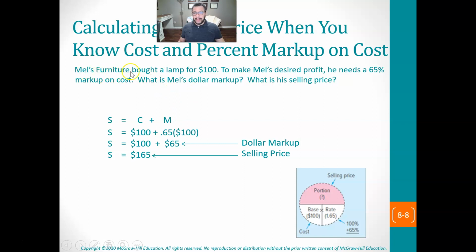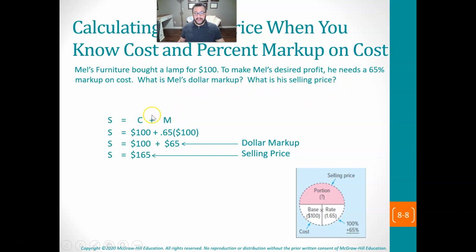Let's figure this out. Mel's Furniture bought a lamp for $100. To make the desired profit, he needs a 65% markup on cost. So it's marked up on cost. That means that our rate is going to be applied to cost, but it's going to be our markup, right? So it's marked up on cost. We don't know what our dollar markup is, right? But we know that it's based upon cost. So we're going to be multiplying our rate times cost to get our markup. What is their dollar markup? What is the selling price?